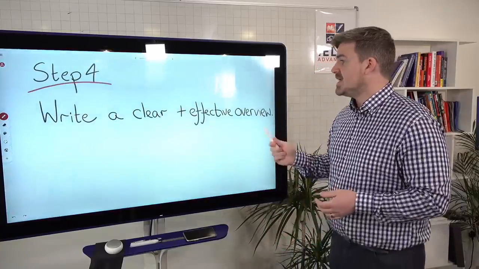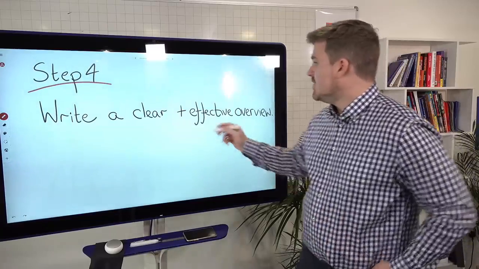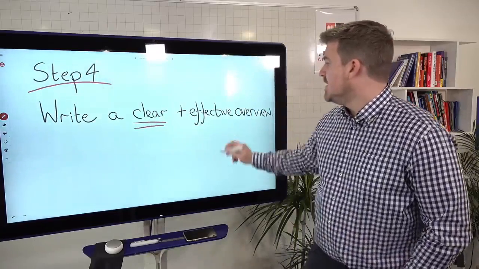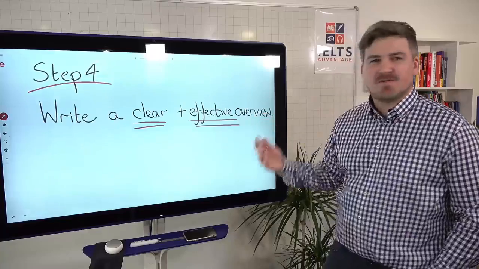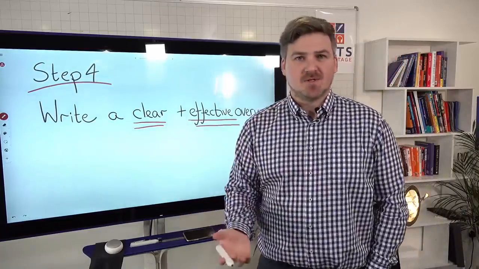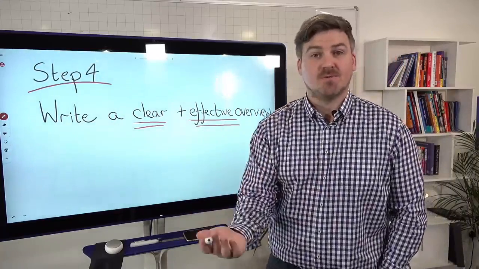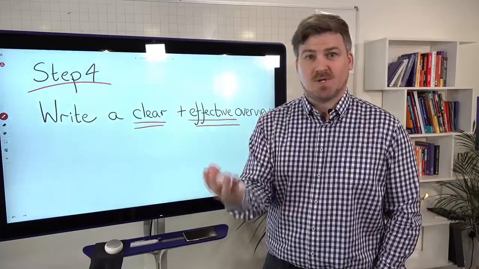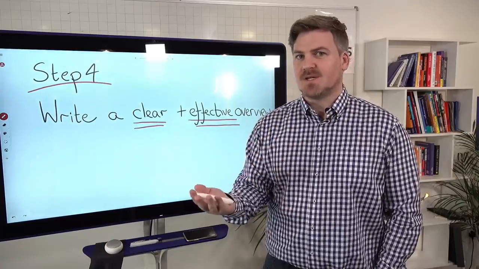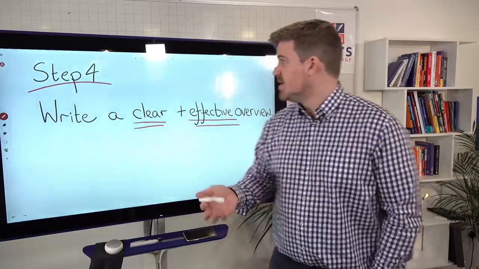Step 4, write a clear and effective overview. A clear overview and an effective overview. What does effective mean? Well, it has the key features in it. What is clear? When the person reads it, just reads it once, they can clearly understand what you think the key features are.